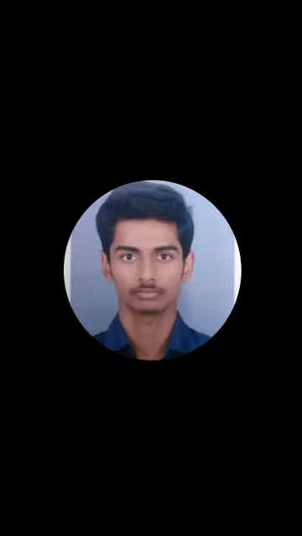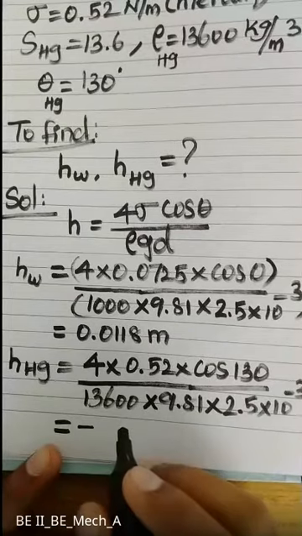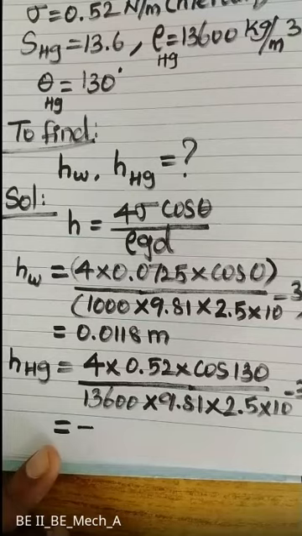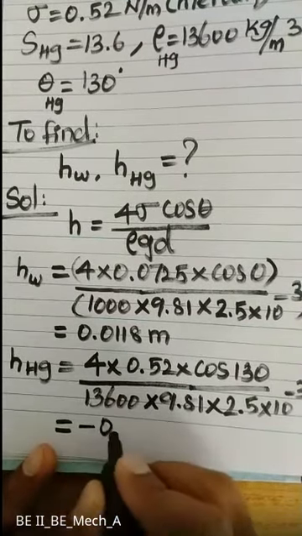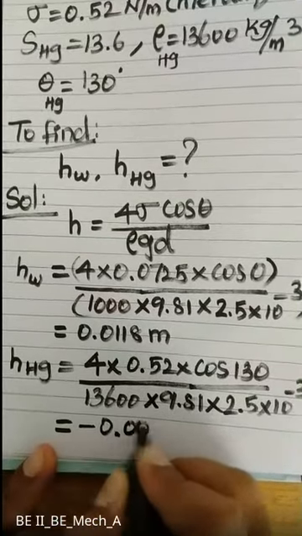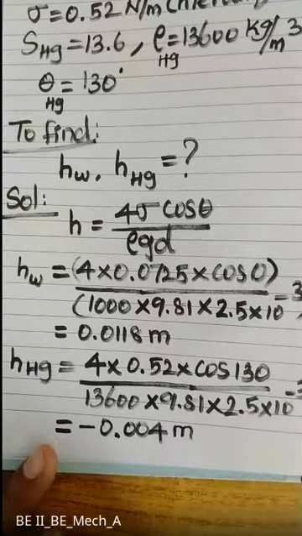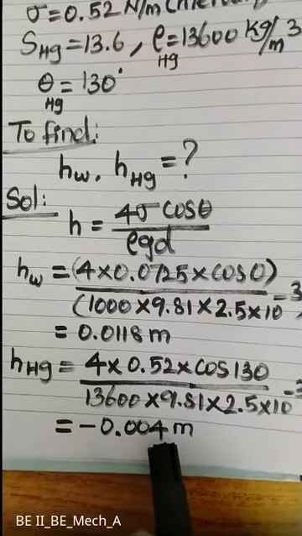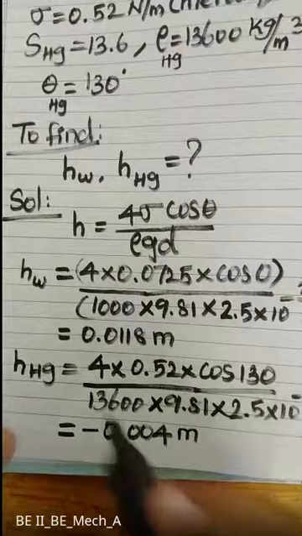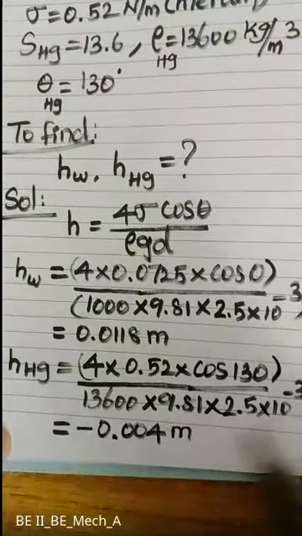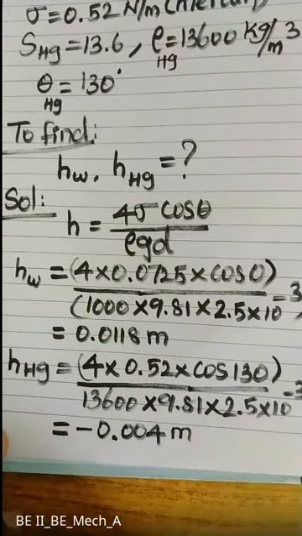Sir, minus 0.0400. It's also a wrong answer. 0.0040, sir. 0.0040. So this is the right answer. Minus 0.004 is the right answer. I told you, please use brackets. If you are not using them, you will get a wrong answer.